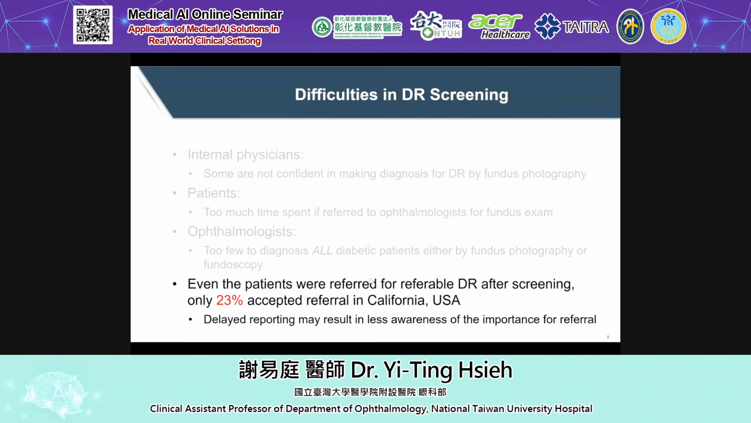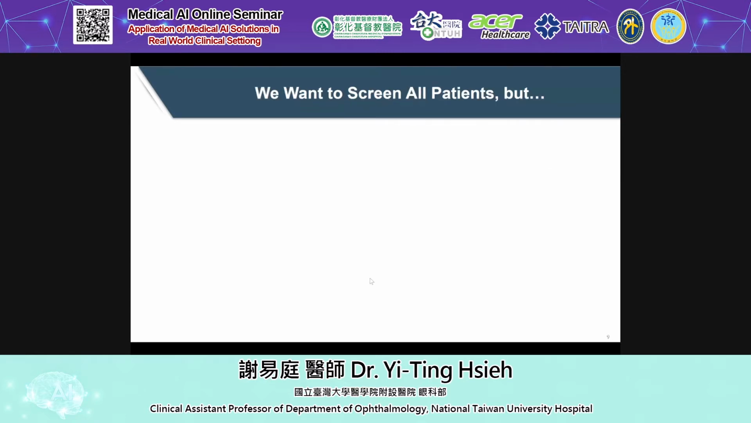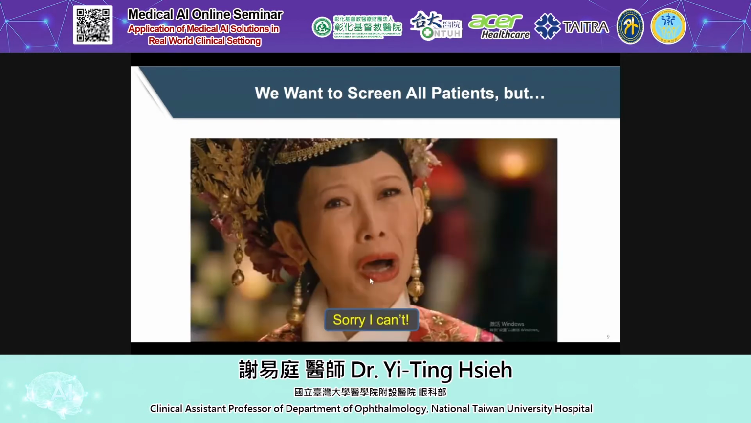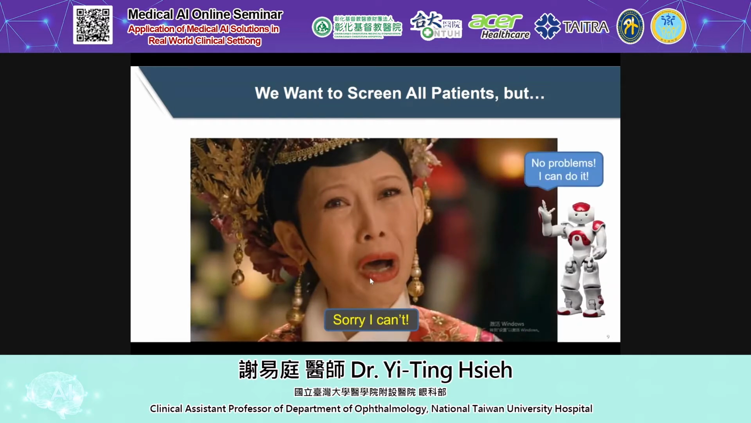Even when we do successful DR screening and the patients are suggested to be referred, in the USA there is data that only 23% accept referral once they are informed they should be referred. There are many possible reasons, and one of them is that delayed reporting may result in less awareness of the importance of referral. So we want to screen all the patients. We want to do that, but actually we can't do all of the work. So that's why we need AI to help us.